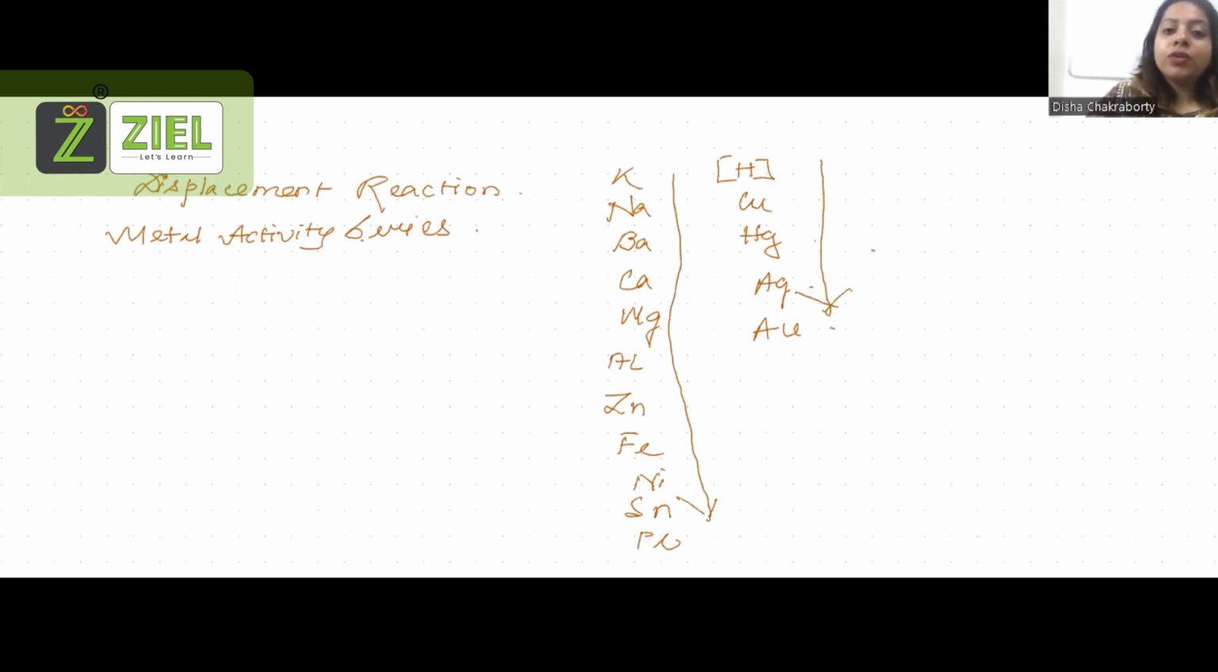This means that potassium is more reactive than sodium, sodium is more reactive than barium, and so on. As we move down the series, the reactivity of the metals decreases. The metal reactivity series is important in learning displacement reactions because only metals higher in the reactivity series can displace metals lower in the reactivity series. So in a reaction, sodium can displace calcium, but zinc can never displace aluminium.